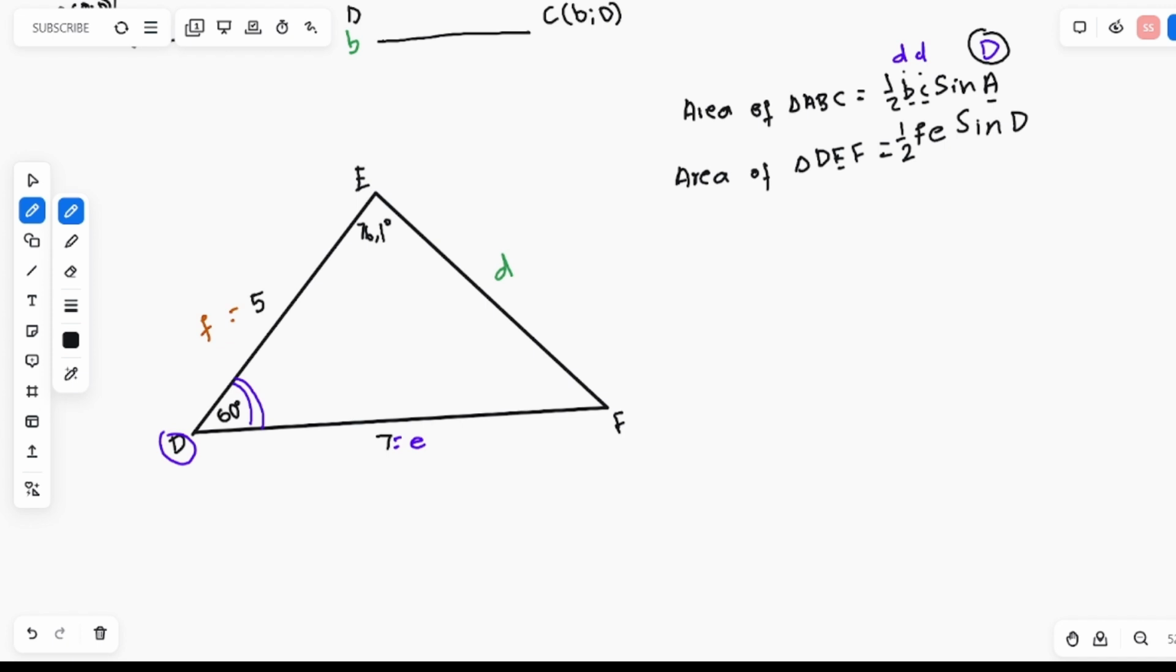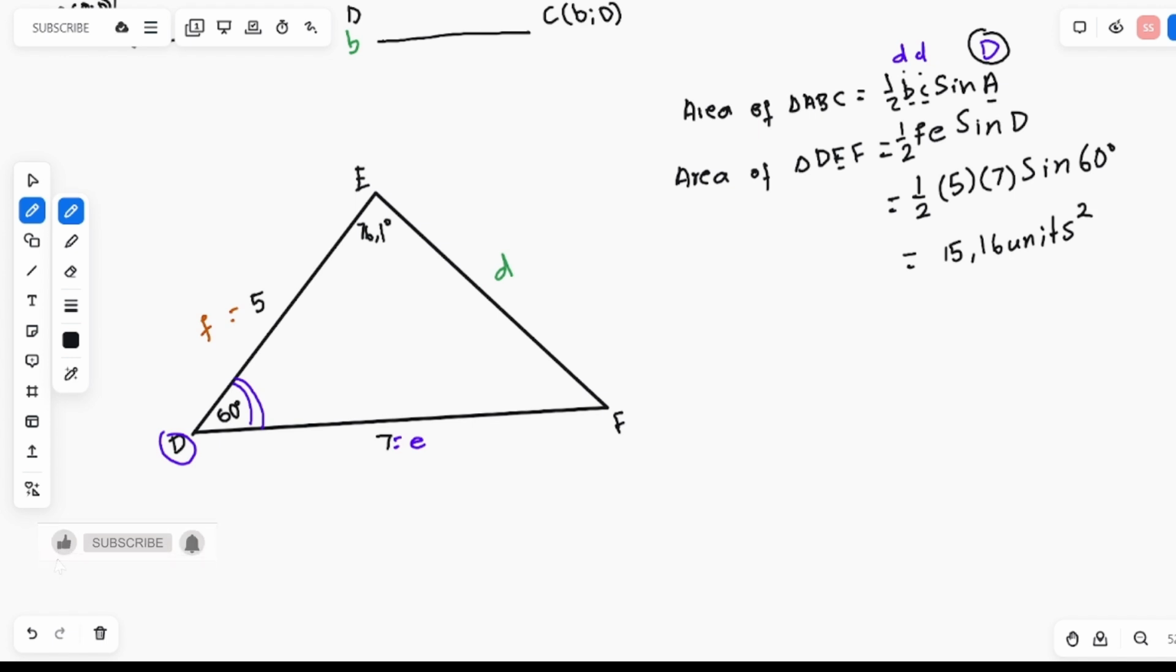And then you are going to insert the known values. We know F is equal to 5 and E is equal to 7, sine D, which is 60 degrees. And then you are going to punch the calculator, and the calculator is going to give you marks, guys. Imagine the calculator is giving you marks. So we are going to get 15,16. Yeah, and you also need to state that it is units squared, because you are talking about an area.